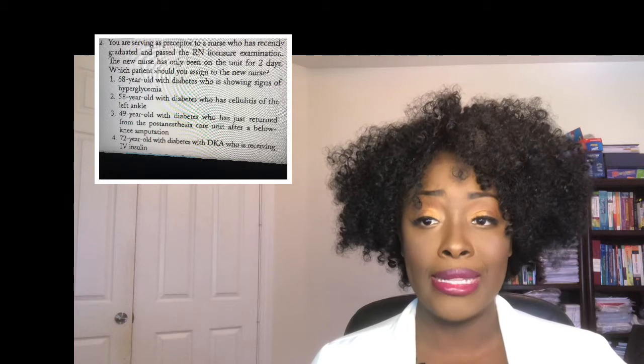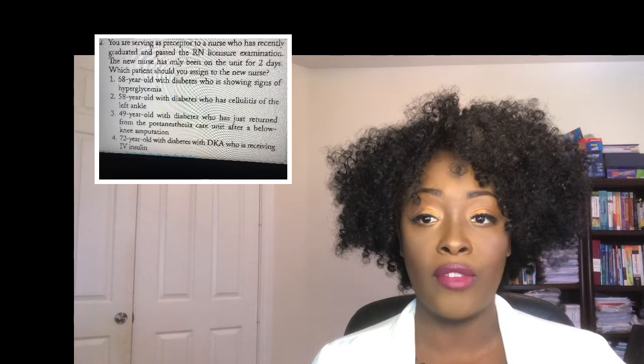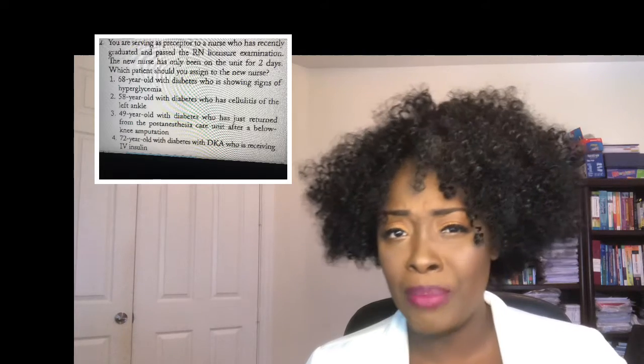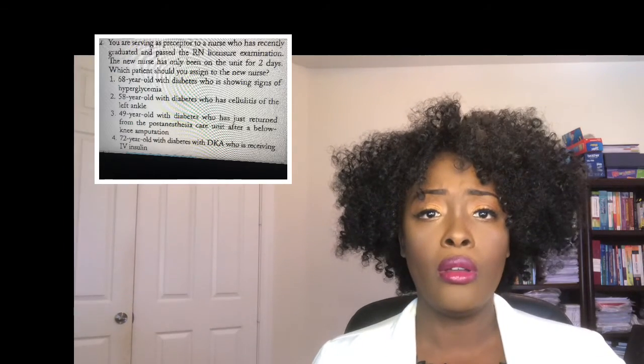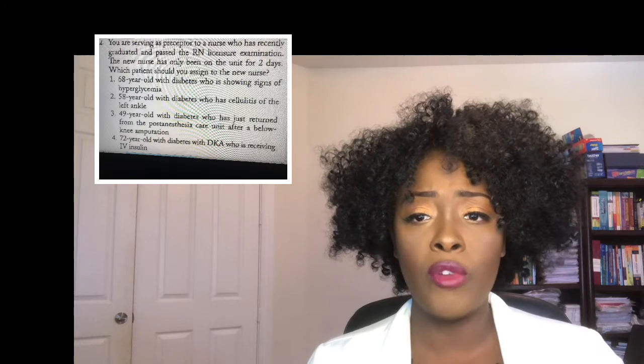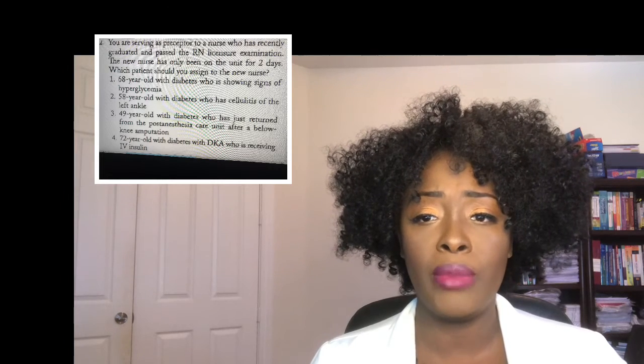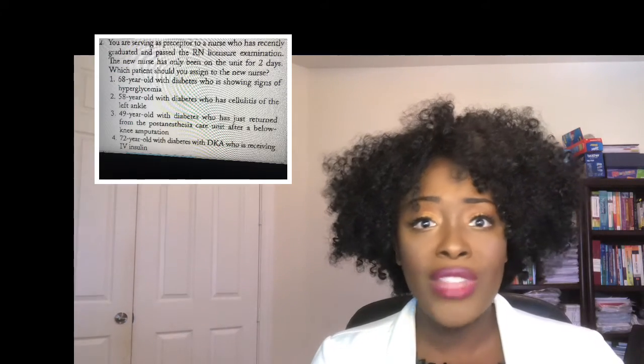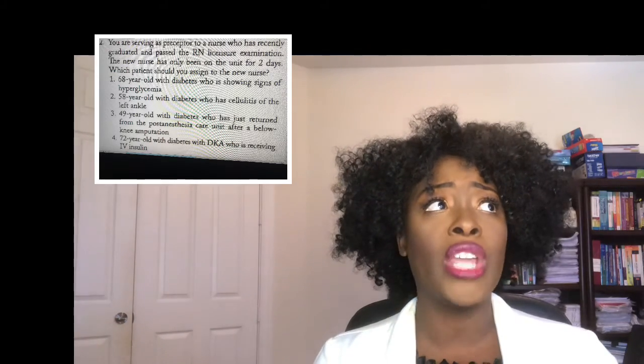You have one, the 68-year-old with diabetes who's showing signs of hyperglycemia. Well, showing signs of hyperglycemia, is that patient stable? No, absolutely not. Let's move on to number 3, the 49-year-old with diabetes who just returned from PACU. No, that's a post-op patient. Do you know how much in-depth assessment goes for that type of patient? They're not stable. So you throw that out.